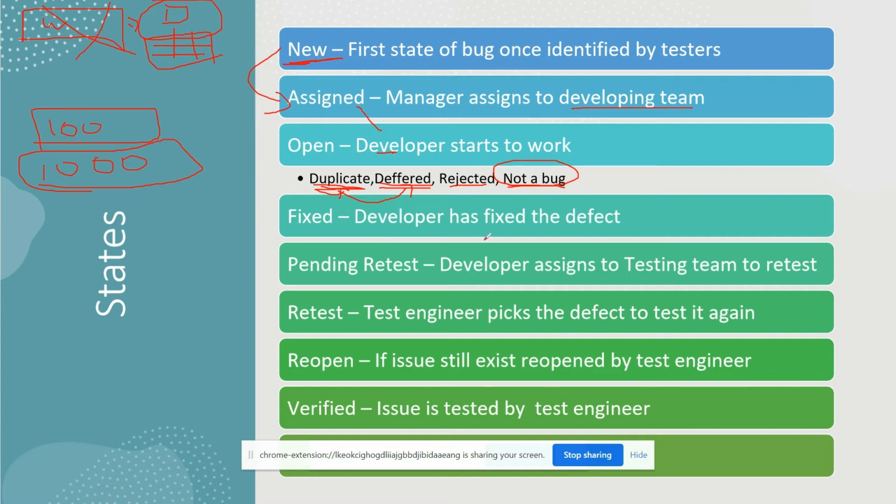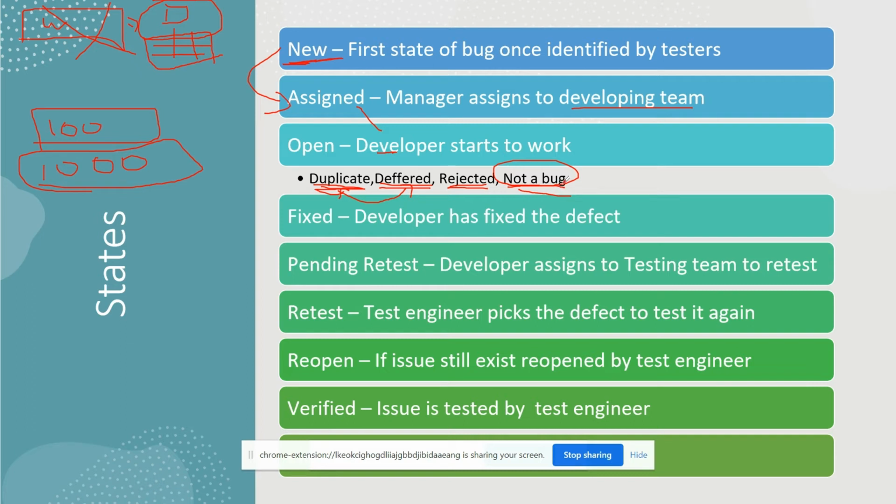Okay. Now rejected is something like this: he's not able to recreate that issue, or it is working fine on his machine, or he feels that it's not a valid bug. At that time he will reject the bug. And if the raised bug is actually a functionality which the test engineer has misunderstood as a bug, they will mark it as not a bug. Understood the difference of these four?